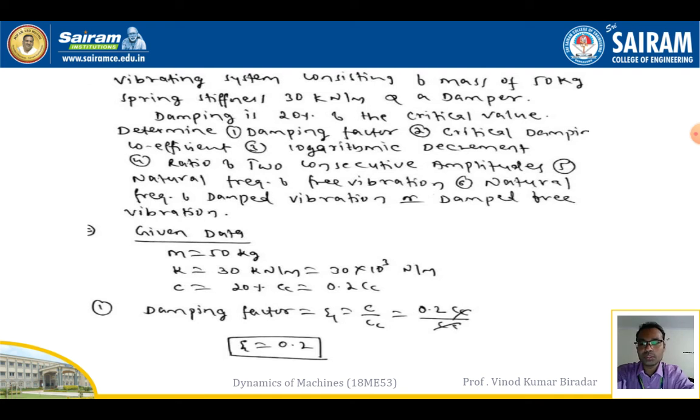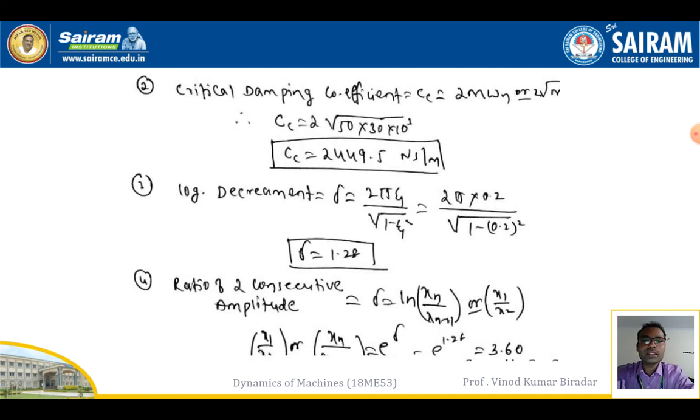The first one, the damping factor: zeta is equal to c by Cc. Substituting 20% of the critical damping, we get zeta is equal to 0.2, which is called the damping factor. Next is the critical damping coefficient. Cc is equal to 2m into omega n, and we know the mass and omega n. Substituting the values, Cc is equal to 2 into square root of 50 into 30 into 10 to the power of 3. What are you going to get?